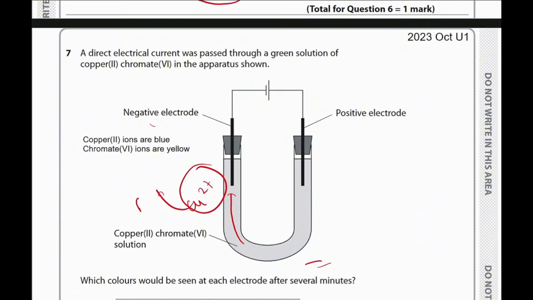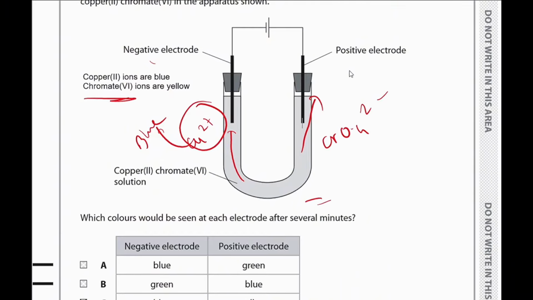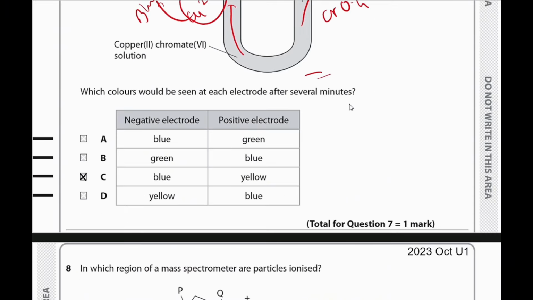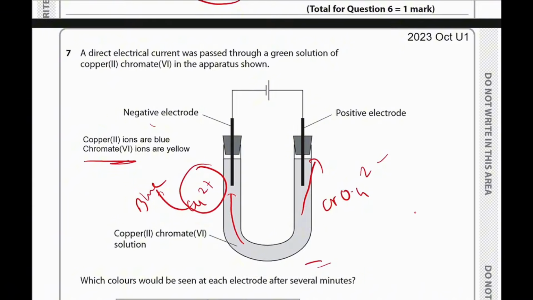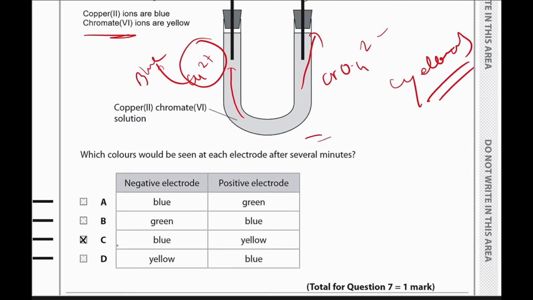So we know that copper(II) is blue in color, and chromate(VI), CrO4 2-, is going to move towards the positive electrode because it is negatively charged. So that is going to be yellow, because we know chromate is yellow in color. The color of CrO4 2- is yellow. So in other words, we can say C is the correct answer.